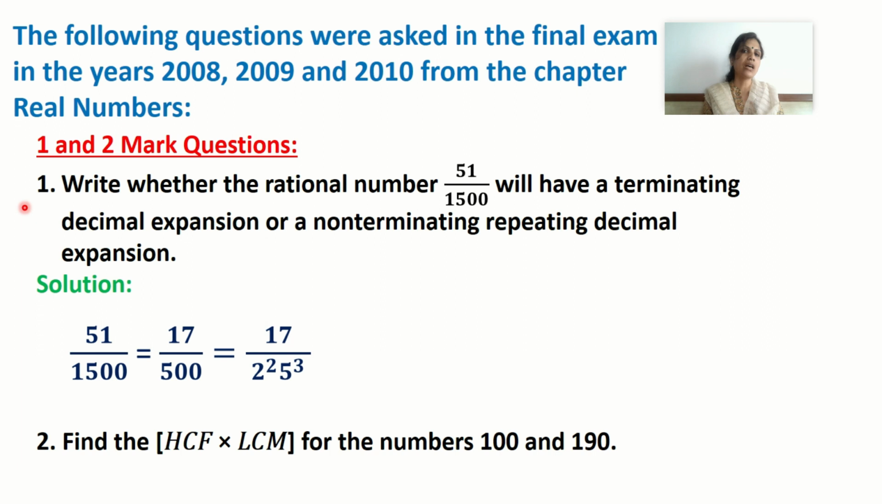So the question was asked for 1 mark, and it is more than enough for you to write that the denominator is of the form 2 raised to n, 5 raised to m. Therefore, it will have a terminating decimal expansion.